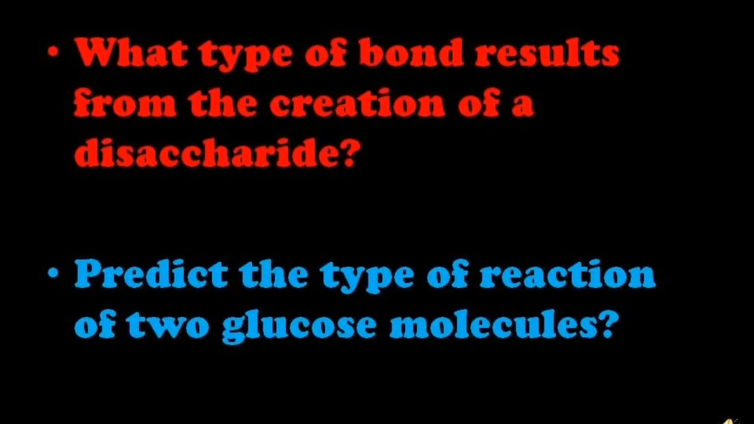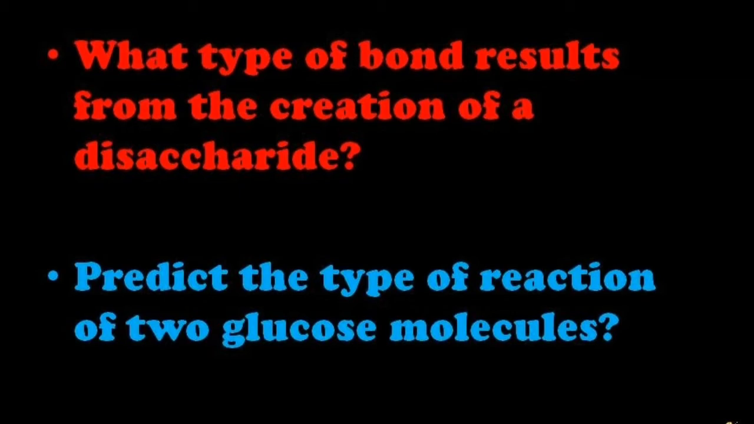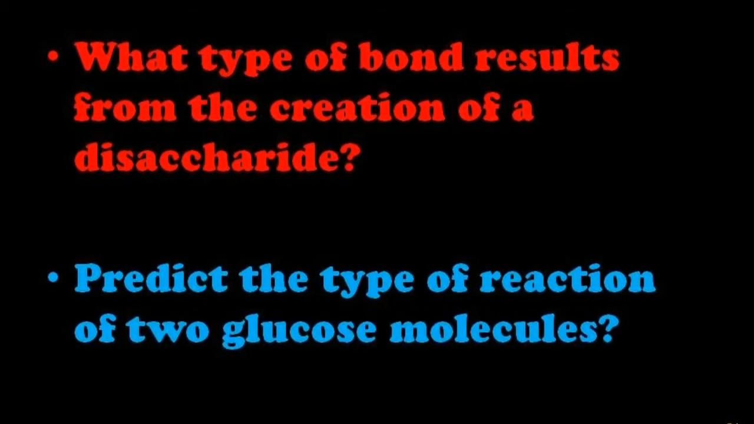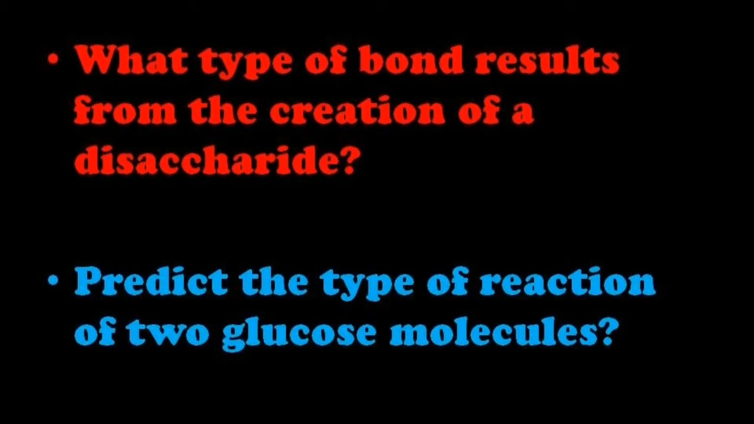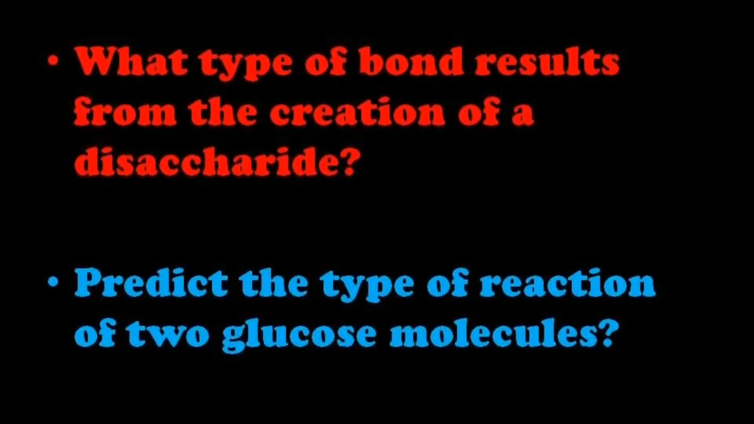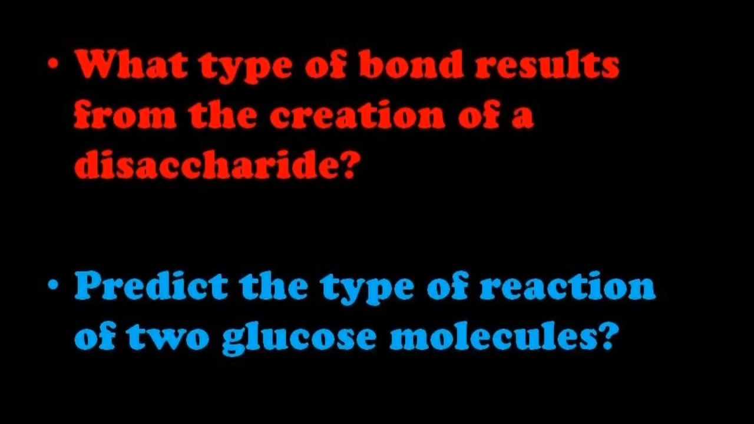All right, so here's another time to see what you know. What type of bond results from the creation of a disaccharide, and then predict what type of reaction you're going to have if two glucose molecules join up together. Feel free to pause it, do whatever you need here. Take your time, think about that, and answer those.